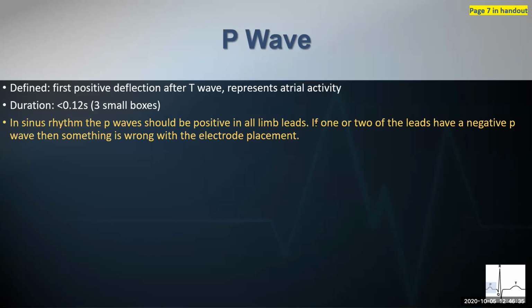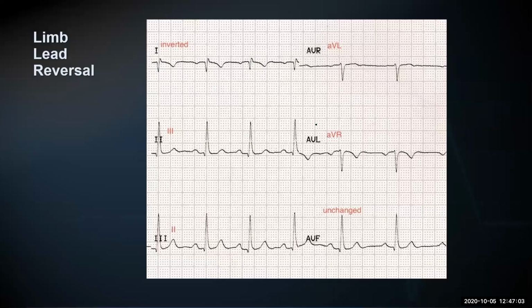What kind of patients would we expect to see or might we see with left atrial enlargement? Yep, mitral stenosis, athletes, absolutely. You can see it with our patients with atrial fibrillation, right? Sinus rhythm, it should be positive in the limb leads. If 1 or 2 of those leads have a negative P wave, then there's something wrong likely with that electrode placement. Yep, right, atrial fibrillation, yeah.